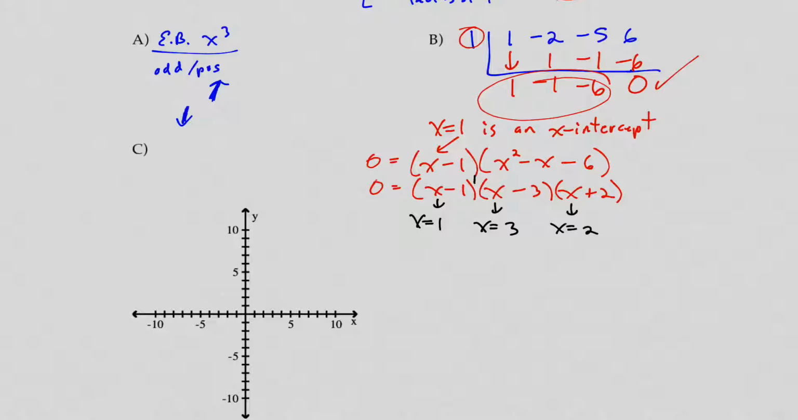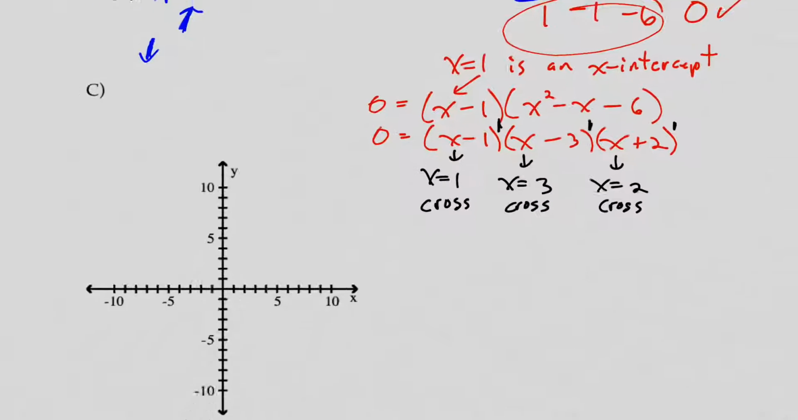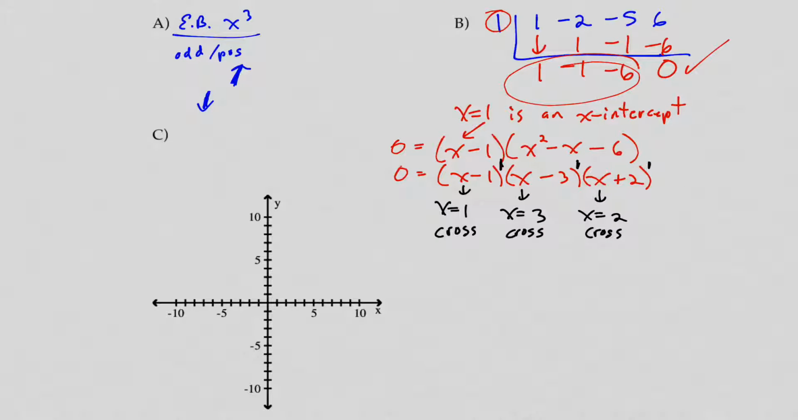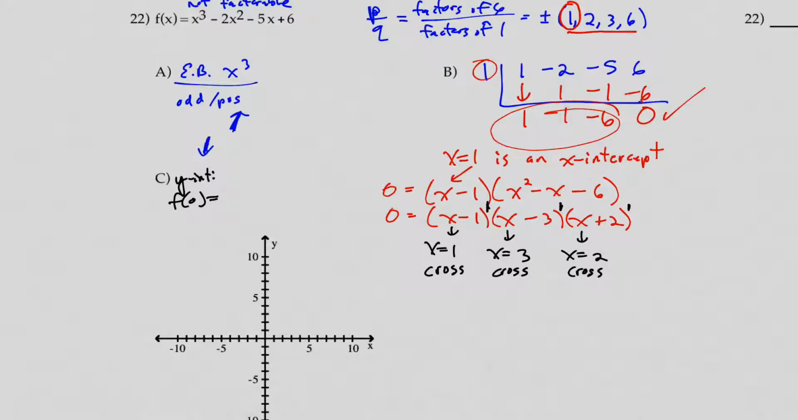And so since we can look at the powers, they're all odd, which means they're all going to cross. They have multiplicities of 1, so that's going to cross. And now let's go ahead and put in, oh wait, we need a C, which is our y-intercept right here, which is f of 0, which is going to be 0 minus 0 minus 0 plus 6 equals 6.